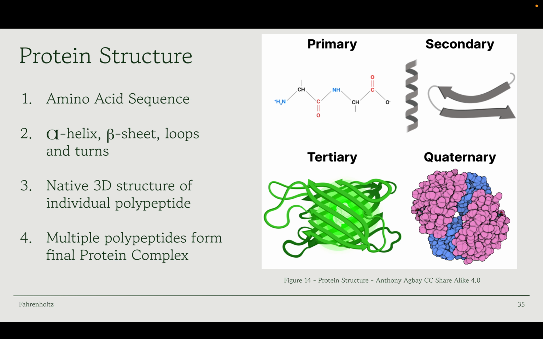In general, nonpolar groups end up facing in towards the middle, and then polar groups end up facing on the outside because they're attracted to the surrounding water, and then those hydrophobic groups are pushed away. The nonpolar hydrophobic groups are pushed towards the inside. And then finally, multiple polypeptides can link together to form the final protein complex that is the quaternary structure.